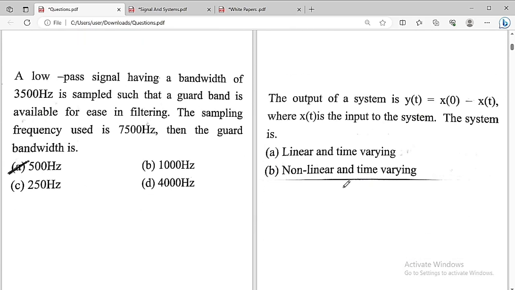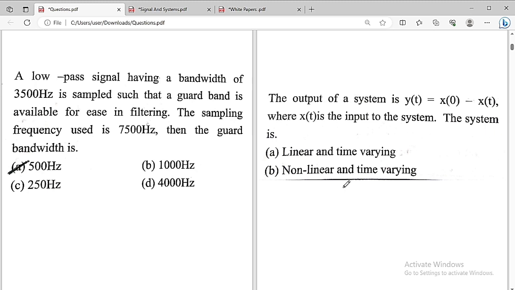Now let's go for another question. The question says: a low pass signal having a bandwidth of 3500 Hz is sampled such that a guard band is available for ease in filtering. The sampling frequency used is 7500 Hz and the guard band is what?